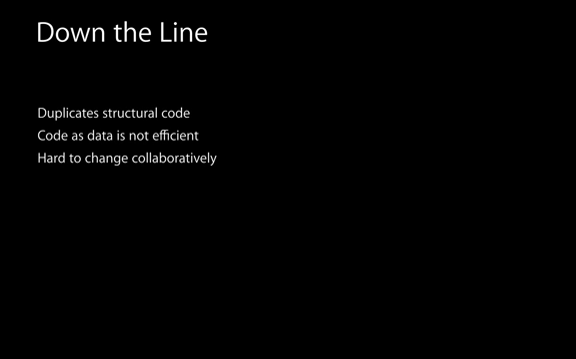On the second level here, you're also duplicating structural code. And code as data is not very efficient, right? There are better ways of describing data, namely data. And also it's hard to change collaboratively because you're probably doing these edits in the same M or MM file for all the changes. So your artist has changed an art asset. Well, that's an M file change. So in your version control system, it looks exactly the same as your game designer changing a parameter.